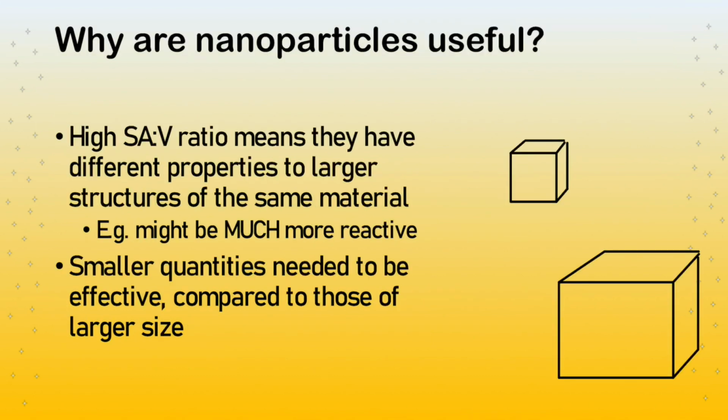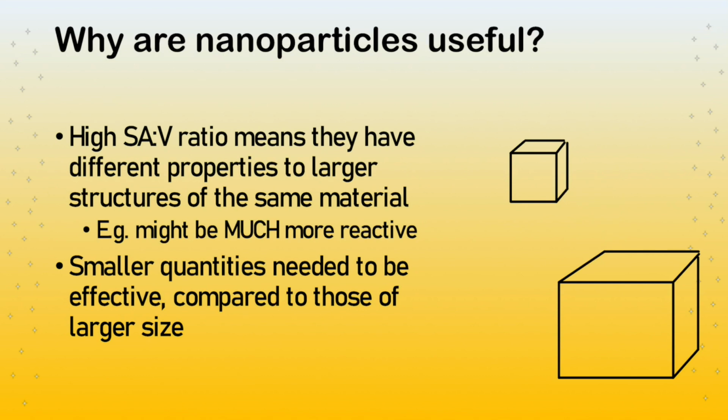So this high surface area to volume ratio means that they have different properties compared to the larger structures. This means that in chemistry, perhaps they'd be much more reactive. It might also mean that we just need to use smaller quantities of it, because the smaller amount of this drug or smaller amount of the chemical or catalyst or whatever it might be will do the same job as a larger substance and more of it. So it ends up being cheaper. So we're trying to take large molecules and make them smaller and therefore more useful. That's the key aim here in use of nanoparticles.